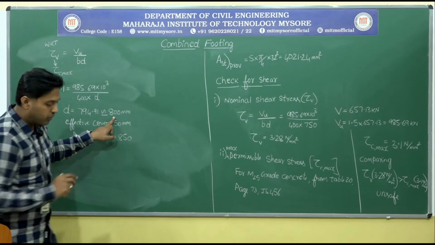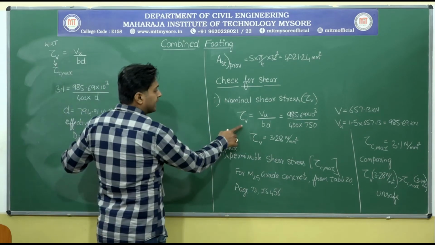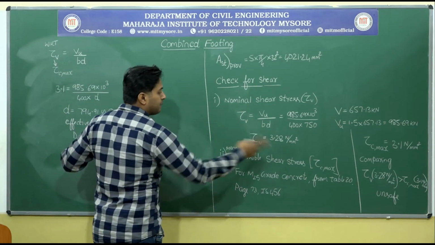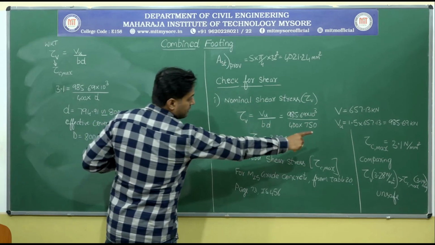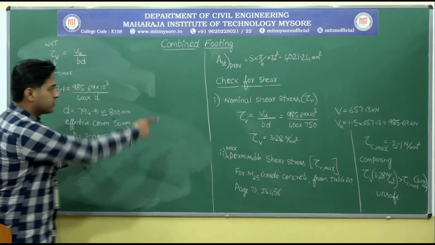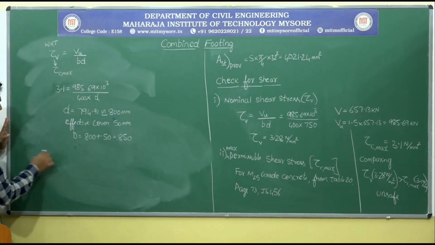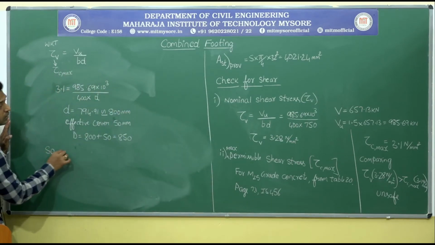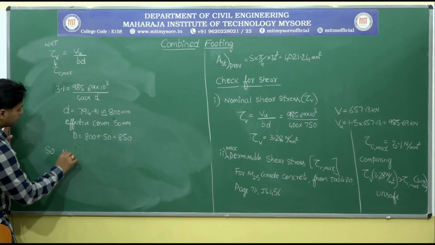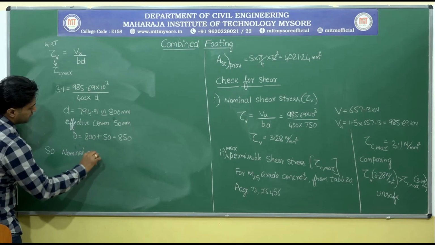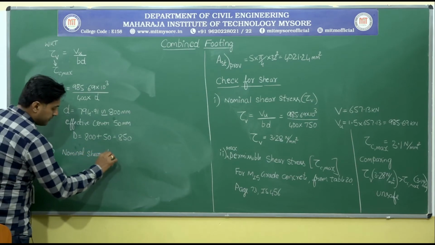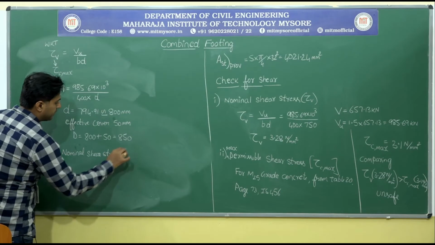Got it? So now what I will be doing is, let me recalculate the tau V value. Then I will be comparing tau C and tau V, obviously, because I have calculated it based on the tau C max value itself. So let me check it again. Nominal shear stress. Obviously it needs to be lesser, and it will be.